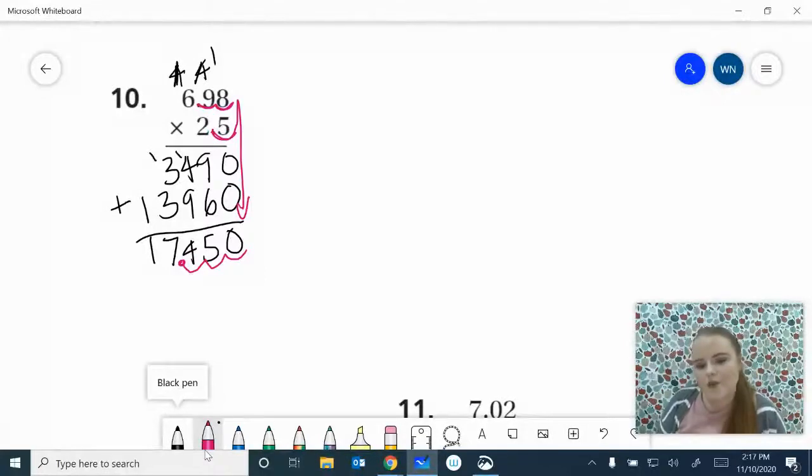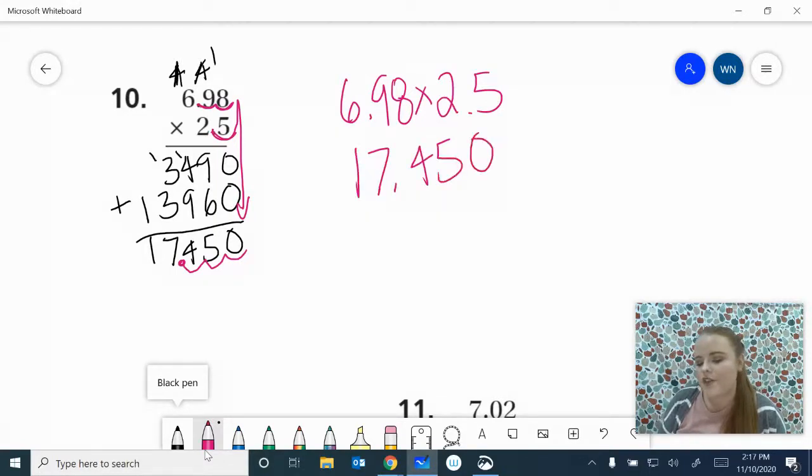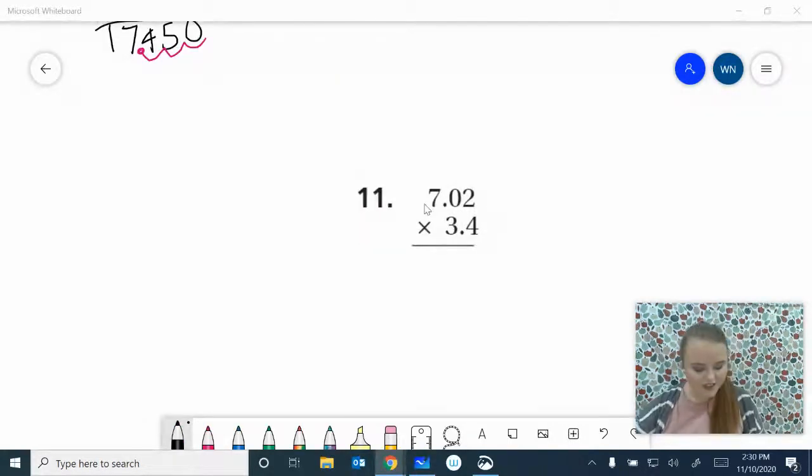We've got 6 and 98 hundredths times 2 and 5/10, and we know that the answer is 17 and 450 thousandths. Remember, we can leave off that 0, and we get 17 and 45 hundredths. Last question coming up. Let's go over number 11.